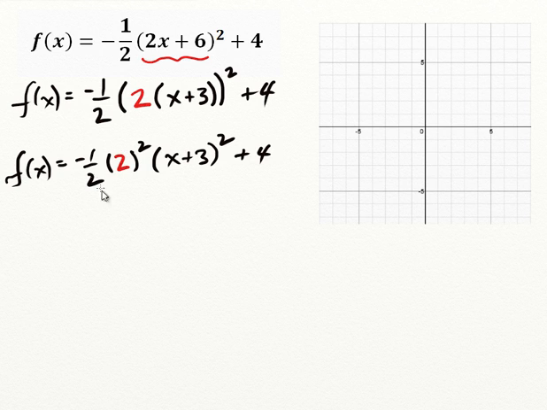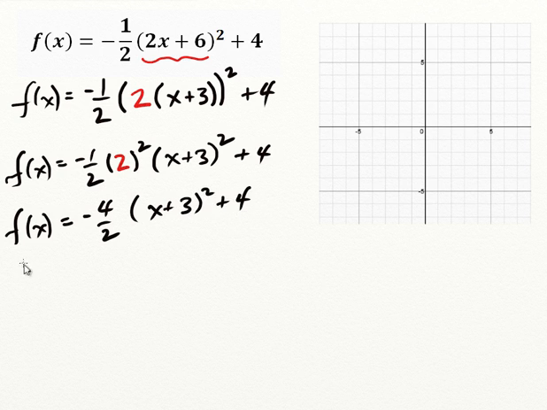And we notice we can combine these together. So this is quite simply f(x) equals, and we know that 2 squared is 4, so that is going to be negative 4 over 2. And we're left with x plus 3 squared plus 4. A little bit of simplifying here gives us negative 2 times x plus 3 squared plus 4.